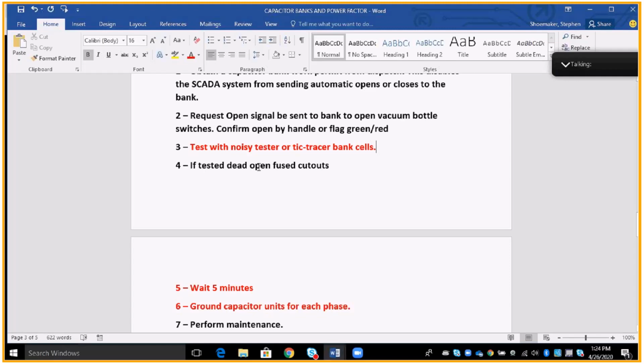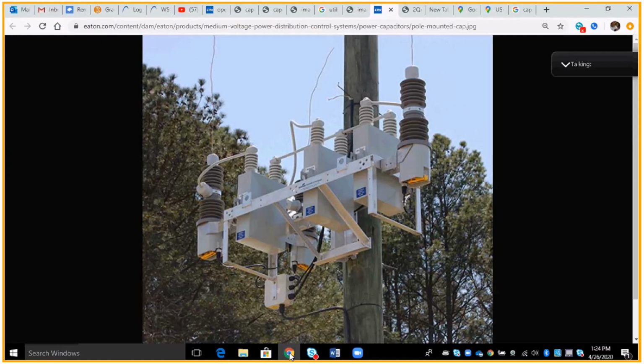If tested dead, open fuse cutouts. Well, I show a green flag. I've tested each phase in the bank, and if they did test dead, open the fuse cutouts.